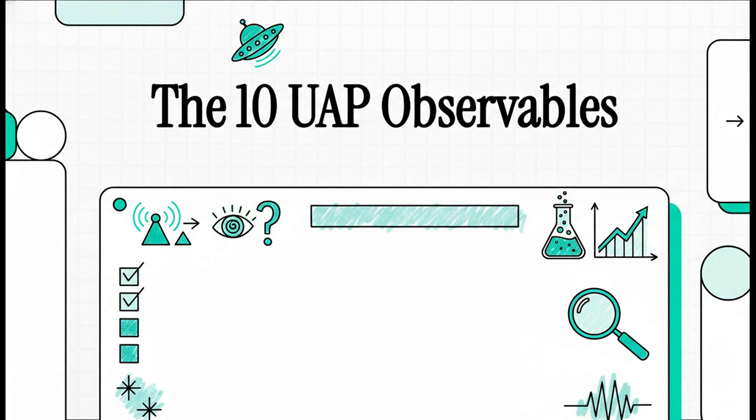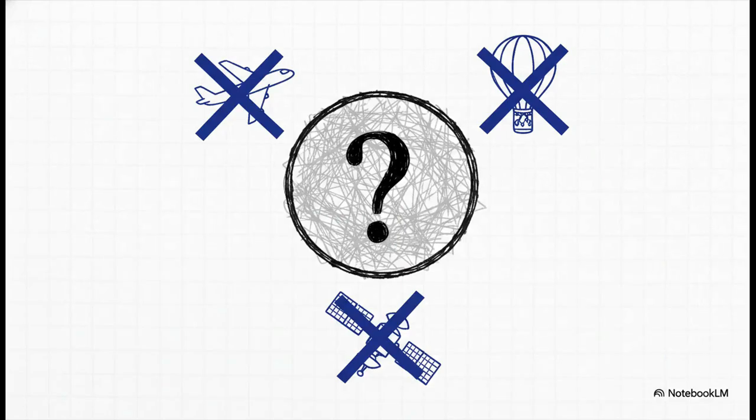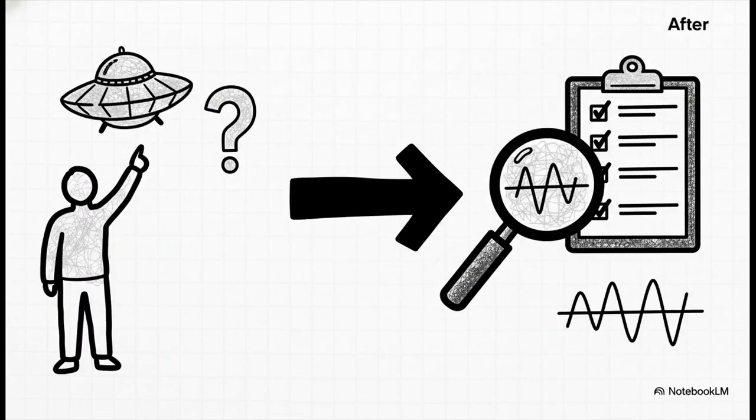Let's get into it. You know, for the longest time, the whole conversation around this topic was just a process of elimination. If you could prove it wasn't a plane, and it wasn't a weather balloon, and it wasn't a satellite, then, well, it had to be a UFO. The entire definition was based on a negative, on what something wasn't. But that's all changing. The whole approach has shifted.